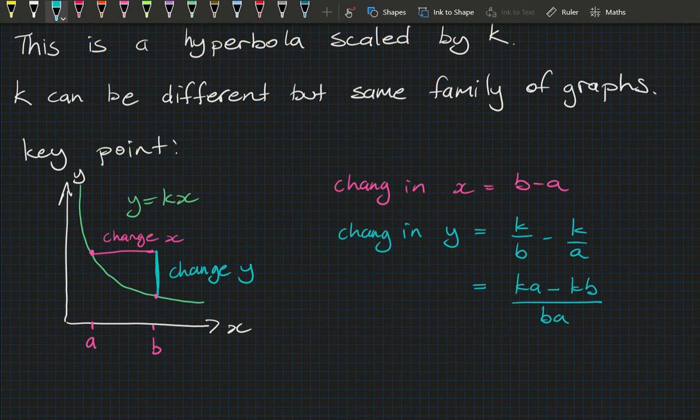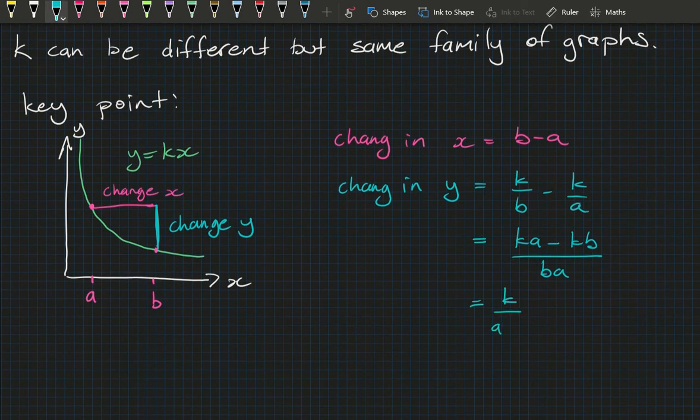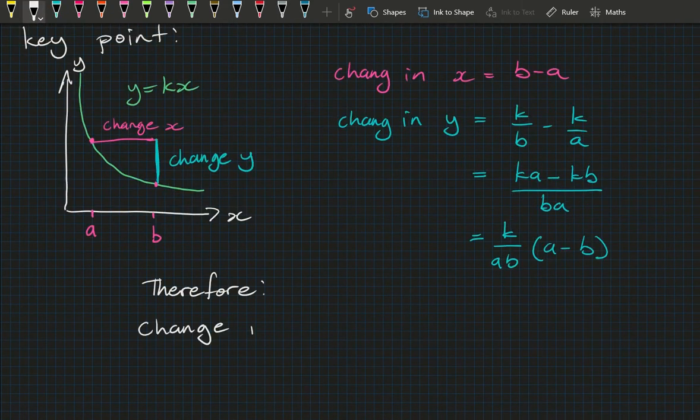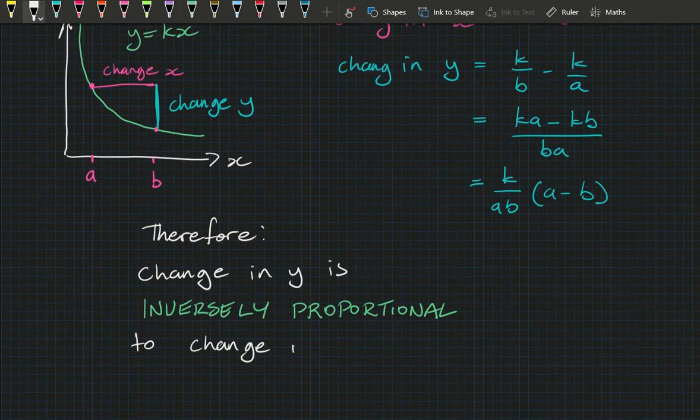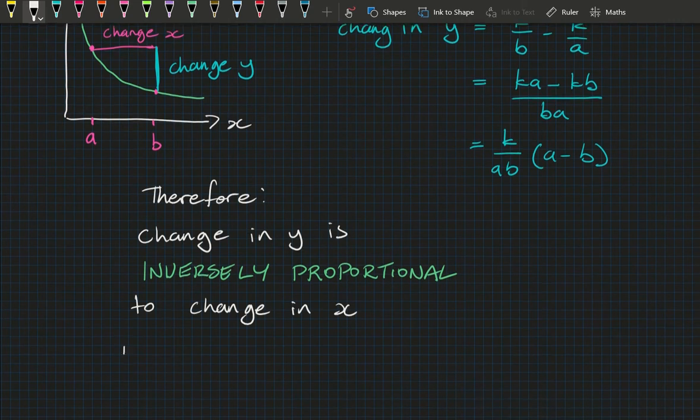And the a and the b are both multiplied by k and both divided by ab, so I could rewrite that factoring out the k on ab. And if you have a look at the change in x again, we have got some factor times the inverse of that statement, or the negative version. So that's why we will say the change in y is inversely proportional to the change in x, i.e. we've got a b minus a versus an a minus b.